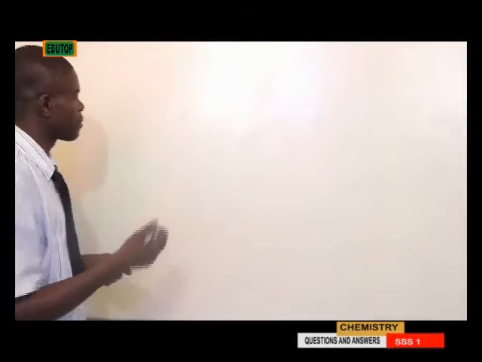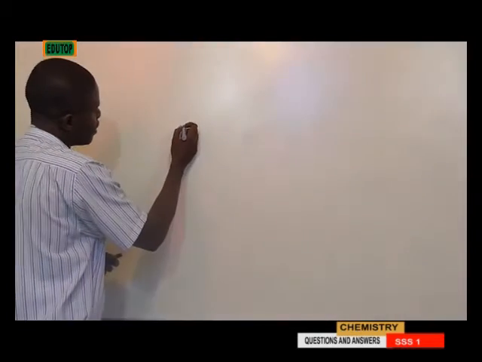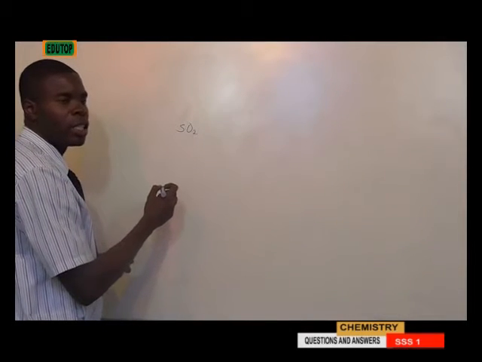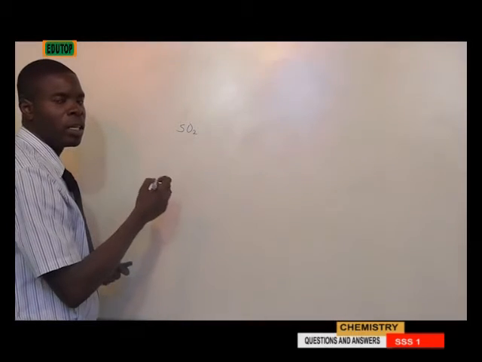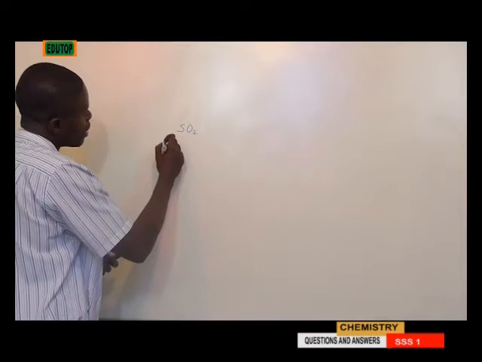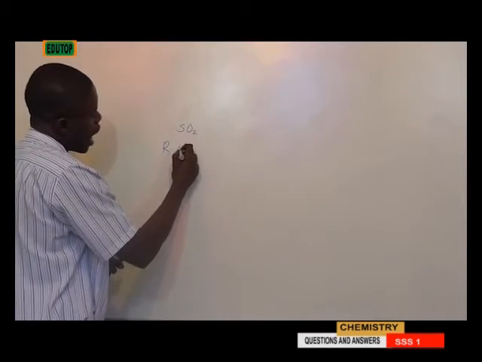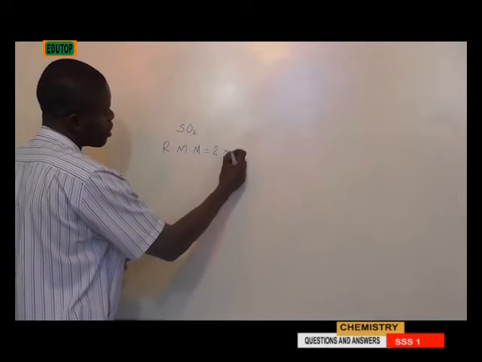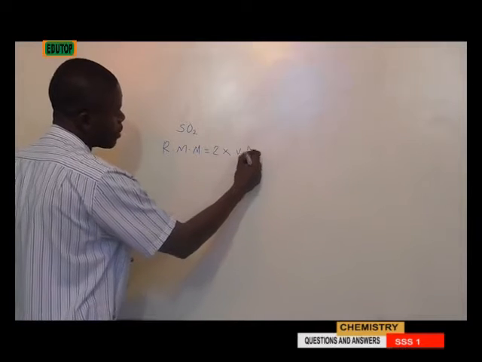Question number 3. Determine the vapor densities of the following gases from the given data. A. Sulfur(IV) oxide, SO2. Based on the relationship between relative molecular mass and vapor density, relative molecular mass is equal to 2 times vapor density.